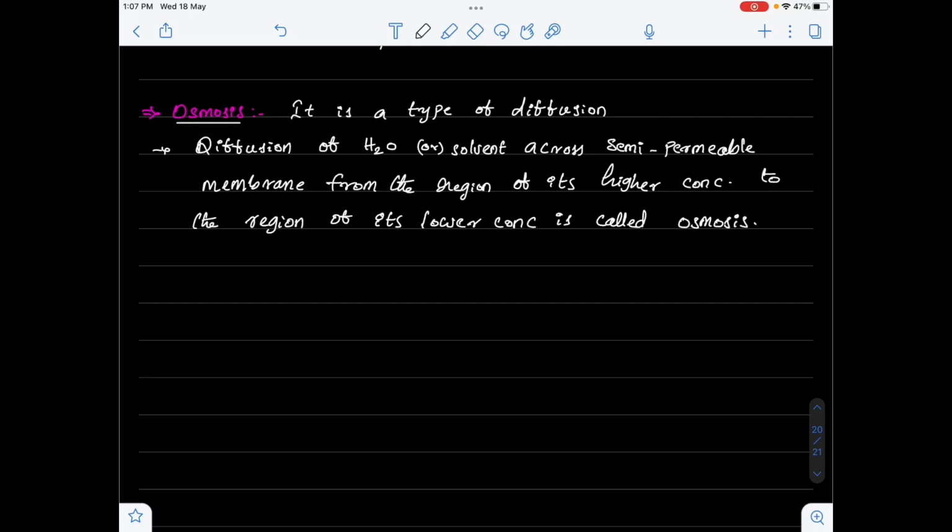So, this osmosis process occurs only in the solvents, this we should remember. And here the movement of solvent, that is water, from the region of its higher concentration to the region of its lower concentration is called as osmosis. Now, let us take examples of osmosis.